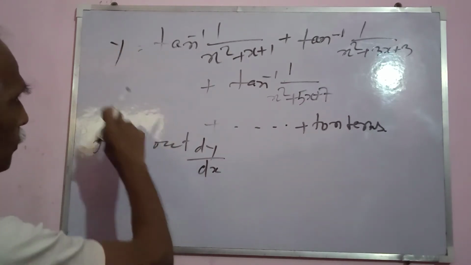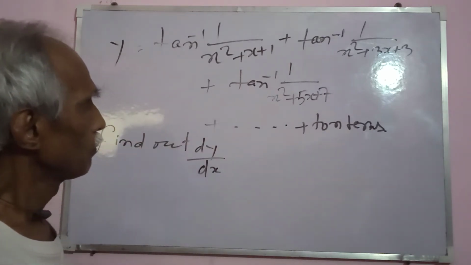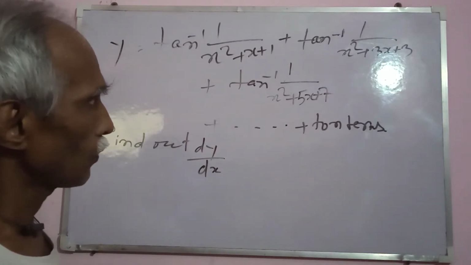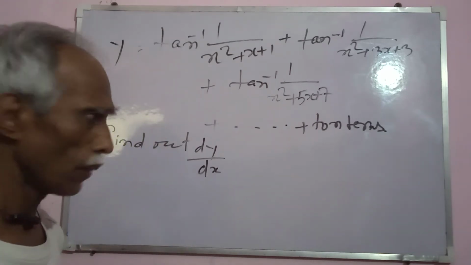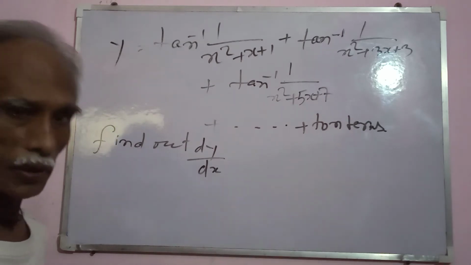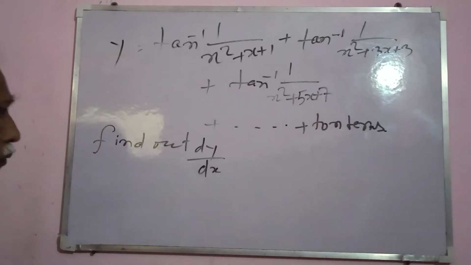For example, y is equal to tan inverse 1 by x square plus x plus 1, plus tan inverse 1 by x square plus 3x plus 3, plus tan inverse 1 by x square plus 5x plus 7, plus dot dot dot plus n terms. Now we have to find out the derivative. This is a sum of differentiation.